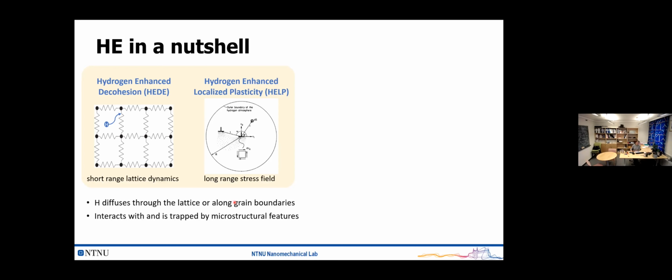HEDE means that the hydrogen weakens the atomic bond, so it works at a very short range lattice dynamics scale. While HELP means that the hydrogen, when entering the material, shields the elastic stress field of the dislocation, so it works in a long range stress field. But it's very difficult to really identify which mechanism your material will meet, because often the two will work together at different time scales.